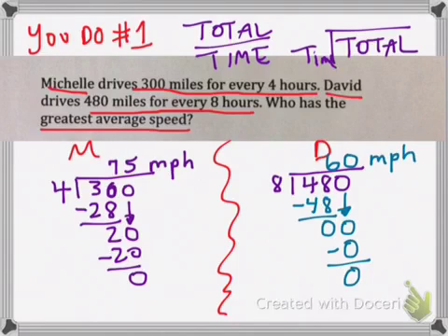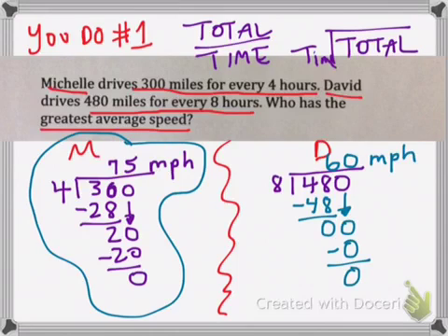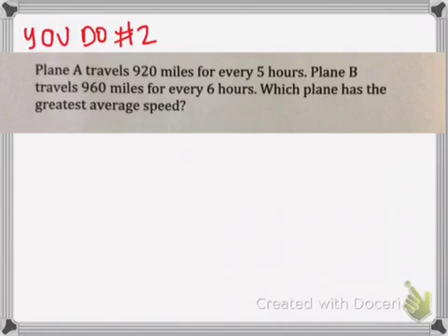So again, the question was, who has the greatest average speed? So Michelle, since she went 75 miles per hour, that's her unit rate, is faster than David's 60 miles per hour. So for you do number 1, the correct answer is Michelle.